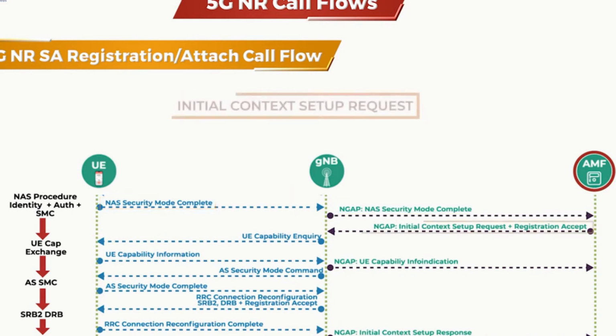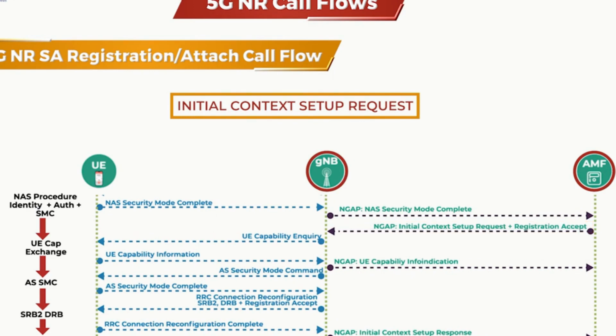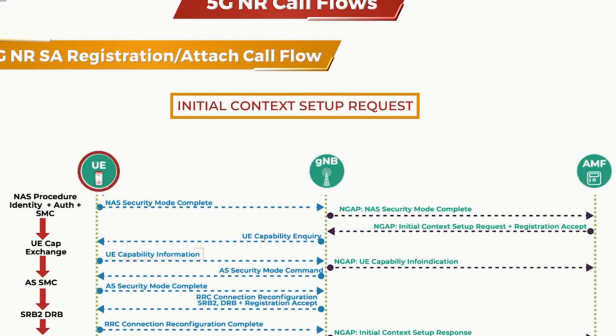Next is initial context setup request. The AMF allocates an AMF UE NGAP ID. The gNodeB will use this ID to address the UE context on the AMF. AMF sends an initial context setup request message to gNodeB to start the initial context establishment process. The message typically contains the registration accept NAS message. The message carries one or more PDU session setup requests. The message also carries the AMF UE NGAP ID, UE aggregate maximum bit rate, UE security capabilities and security key.